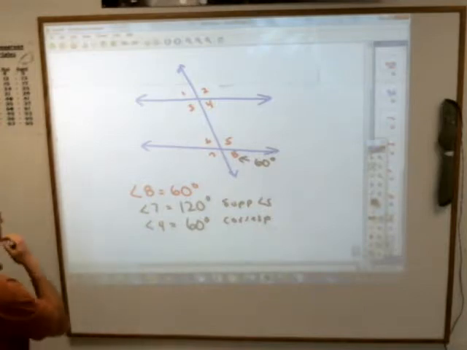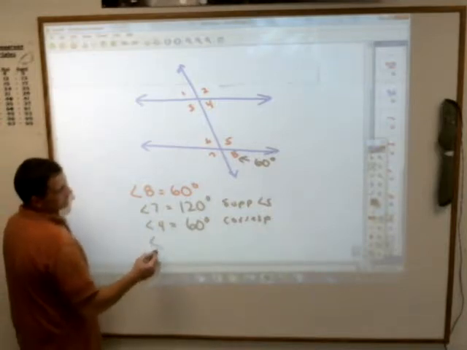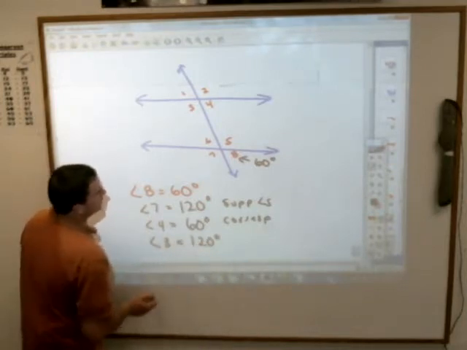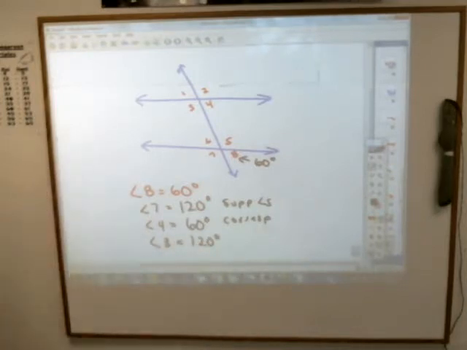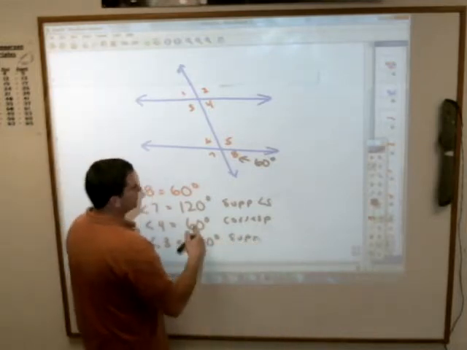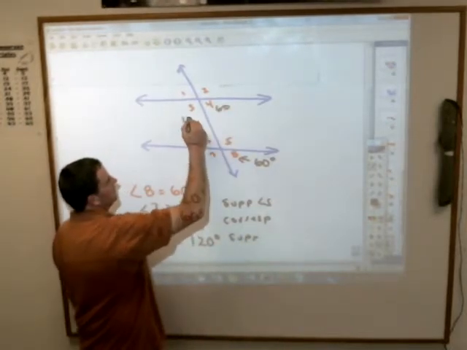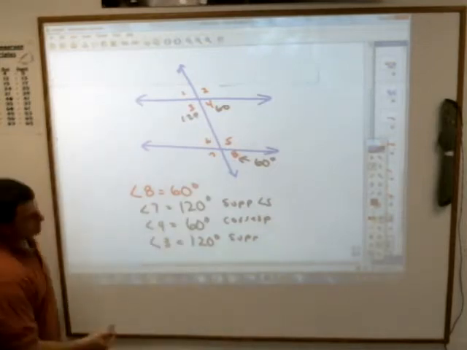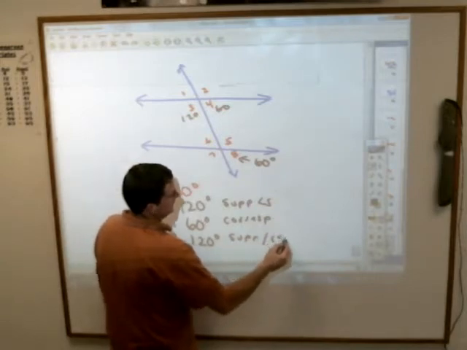Taylor Pavia, give me one. Angle 3 is 120 degrees. Angle 3 is 120 degrees, and there are two reasons you can give me. What two reasons is that? Number one, because of supplementary angles, because I knew that this was 60 degrees. But another reason why 3 is 120 degrees, Colton, is because it corresponds. Yes, and it's corresponding.